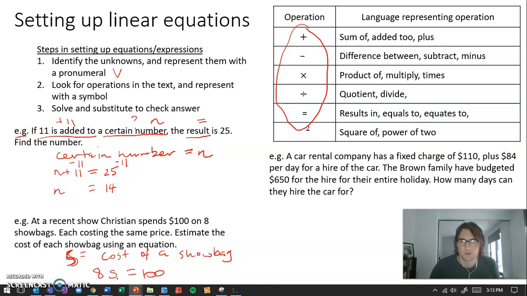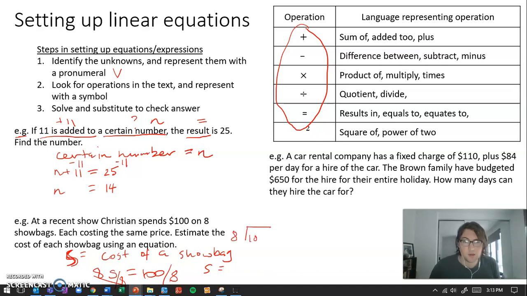I've got 8 lots of S, 8 times S. I'm going to do the opposite on this side, divide by 8. That just gives me S. I'm working on the side here, sorry, I'm running out of space. I've got to do the same to the other side, divide by 8. 100 divided by 8 is going to give me, I haven't done the calculation, sorry. Let's just work it out up here then.